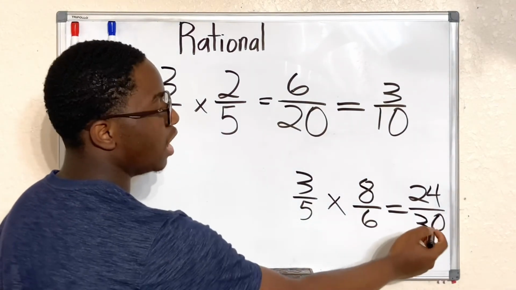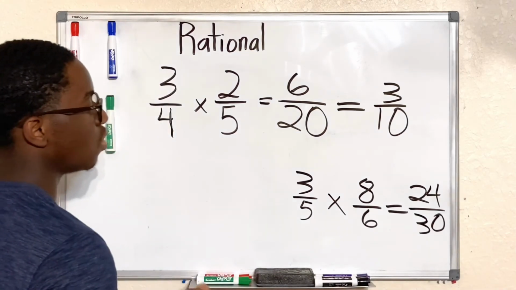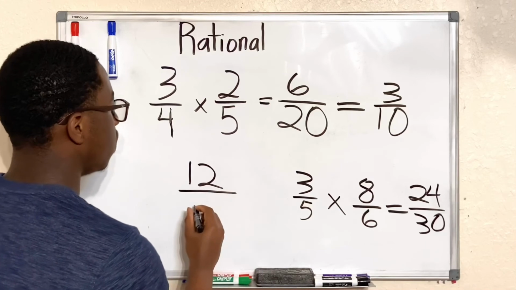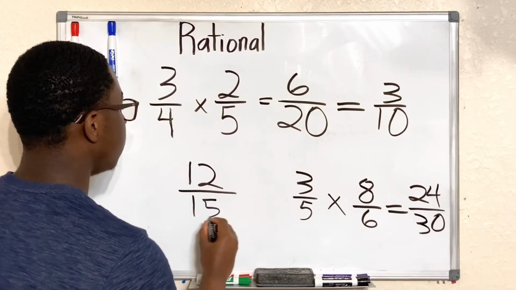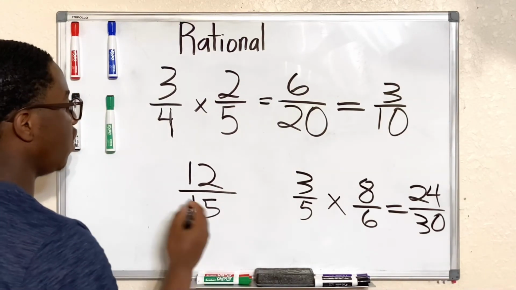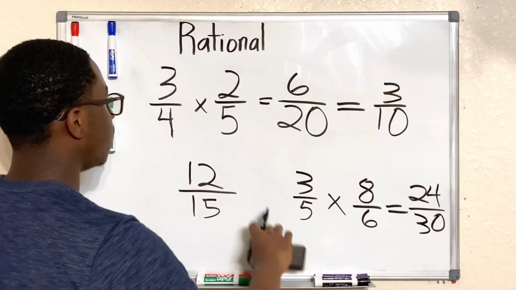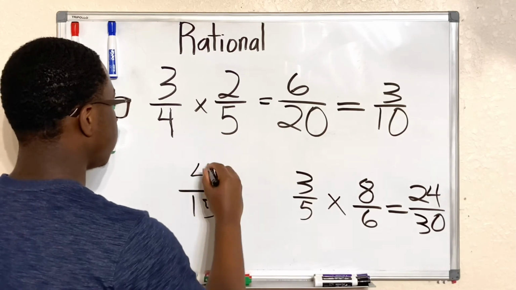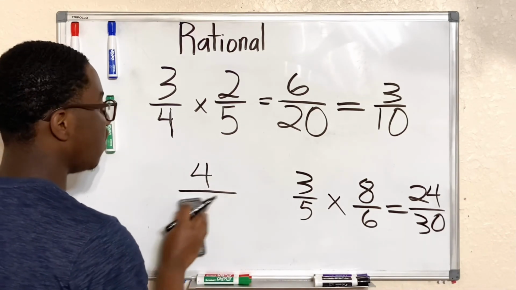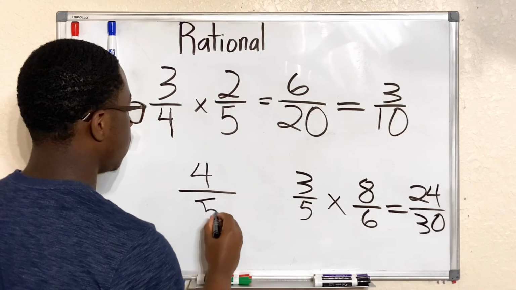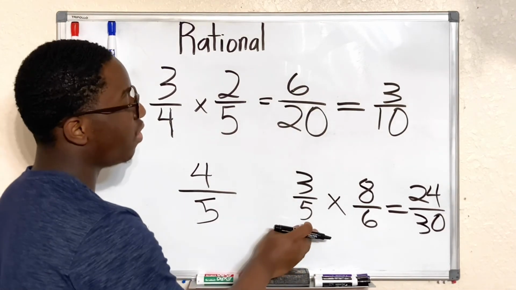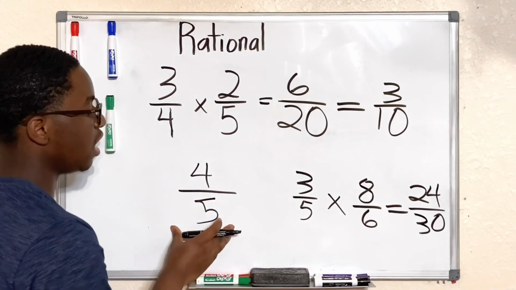But then we can go ahead and simplify that. So 24 divided by 2 is 12. And 30 divided by 2 is 15. And this can even be simplified more because 12 divided by 3 is 4. And 15 divided by 3 is 5. So we end up getting 3/5 divided by 6/8, which is the same as 3/5 times 8/6, is going to give us 4/5.